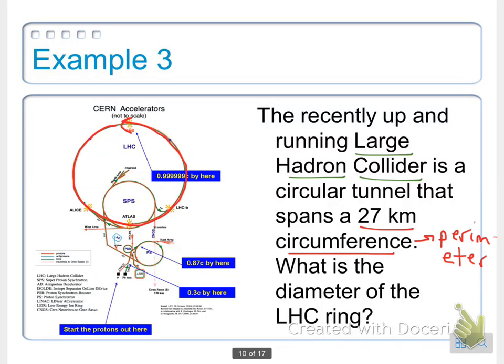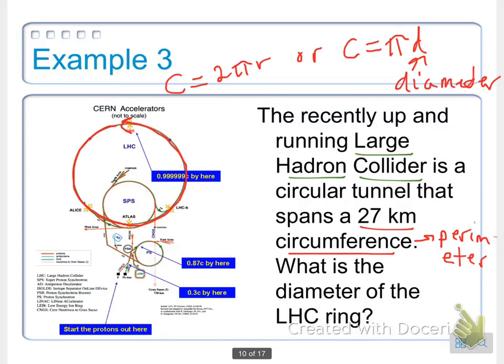So we know that the circumference formula is 2 pi r. There's another formula for circumference, which is pi d, and that's the diameter. So they've told us the circumference, and they want to know the diameter. They want this one right here. So I'm probably going to use this formula here.